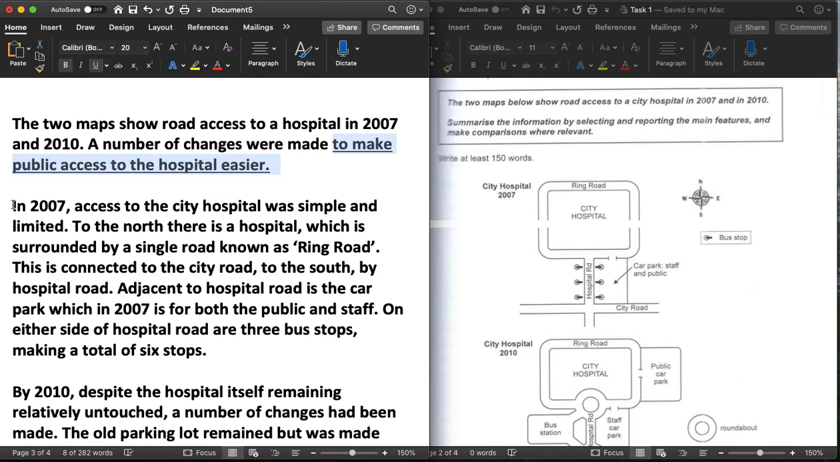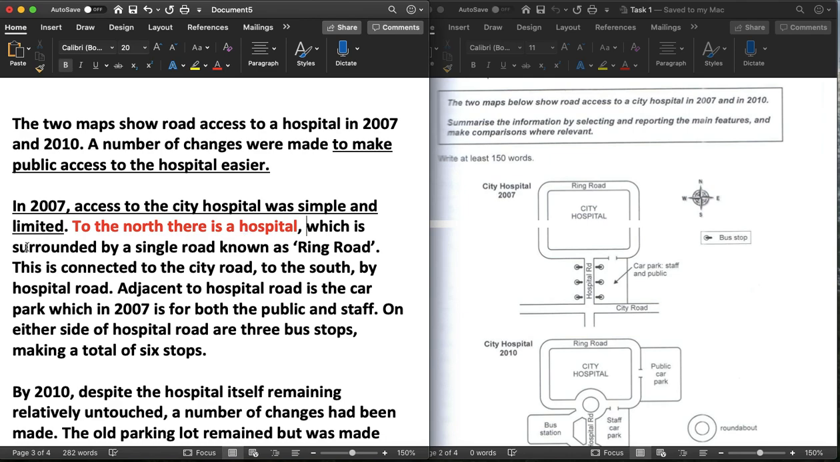Then remember, one paragraph should have one idea. In 2007, access to the hospital was simple and limited. So this is kind of the first sentence, and it tells me this paragraph is about 2007, and it was all very simple. That's the main idea for the paragraph, and it tells me the paragraph is about the old map. To the north, there is a hospital. Nice and simple. That's the main feature. The hospital is a pretty big feature, so I started with that.